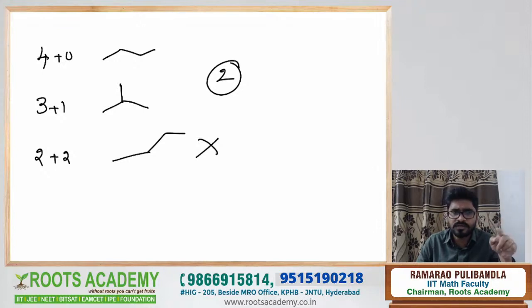4 plus 0, 3 plus 1. If I take it, everything should equal 4. 4 plus 0 is a possibility. Next 3 plus 1. Next 2 plus 2 is also 4. But here I'm keeping 2 carbons like this, and the remaining 2 like this. Total it is also N-butane. Already we wrote N-butane, no need to consider 2 times. So that's why we should not take that.